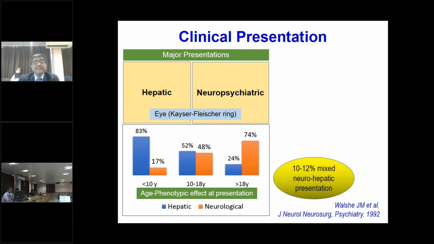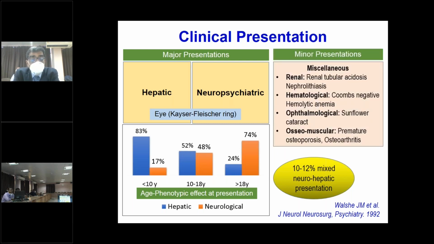Hepatic and neuropsychiatric manifestations are the two major clinical manifestations, along with Kayser-Fleischer rings in the eyes. As we can see in the graph, in children less than 10 years of age, hepatic manifestation is the predominant manifestation, while in patients more than 18 years of age, neurological manifestations predominate, showing a clear age phenotypic effect at presentation. There are many minor presentations like renal tubular acidosis, Coombs negative hemolytic anemia, sunflower cataract, premature osteoporosis and osteoarthritis.